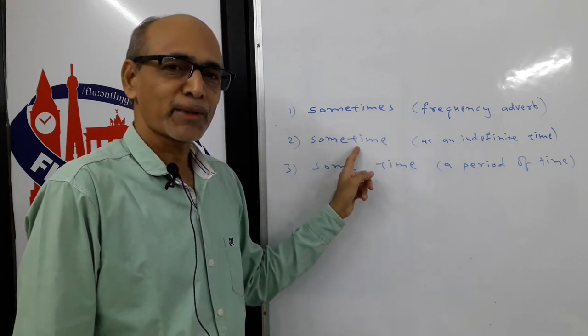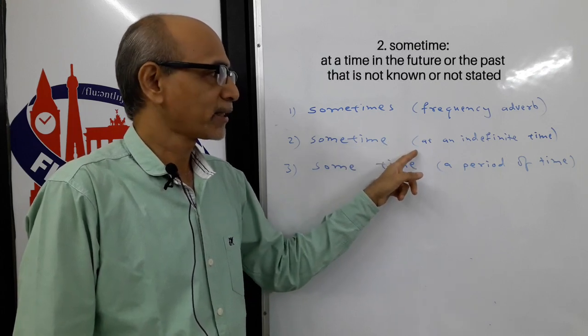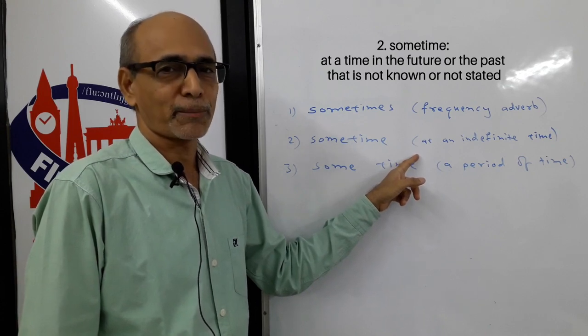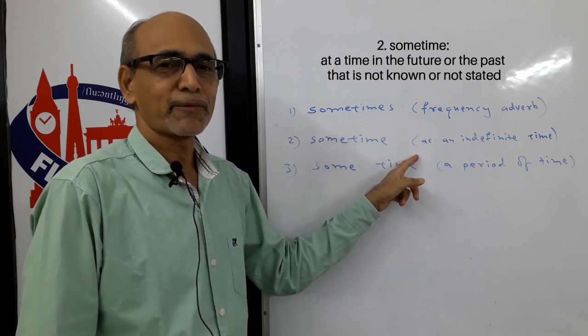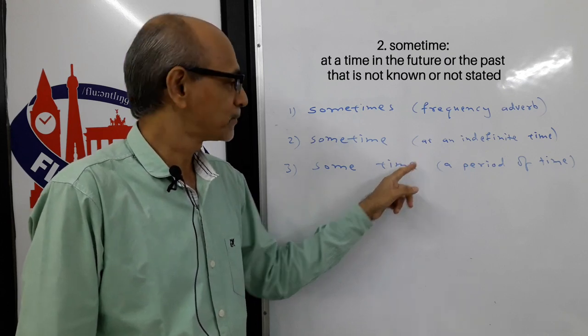When you use sometime without the s at the end, that indicates an indefinite point of time, either in the future or in the past. For example, when you say come home sometime, visit us sometime.